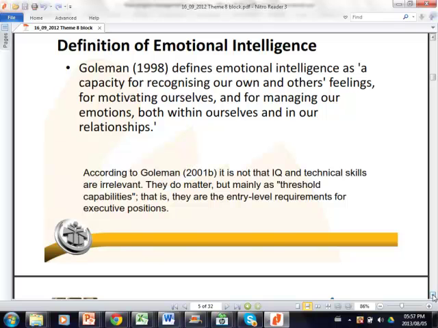So according to Goleman, it's not that IQ and technical skills are irrelevant. No, they're very important, but mainly as threshold capabilities. So you have these two guys that both have a BTech project management cum laude. So both of them should be able to manage projects. They have the skills. But why is the one more successful than the other one? Right, and that's where EQ comes into it.